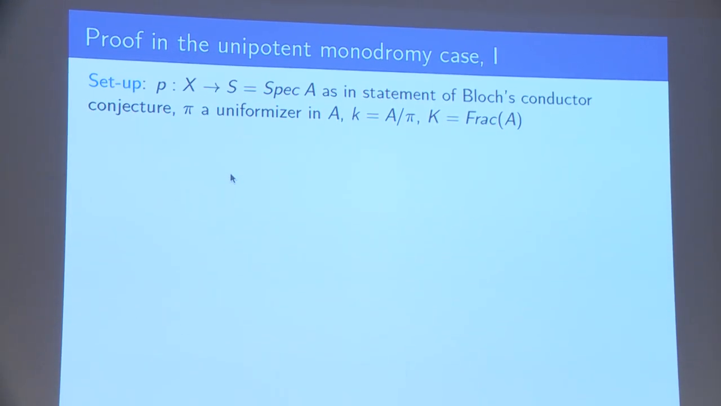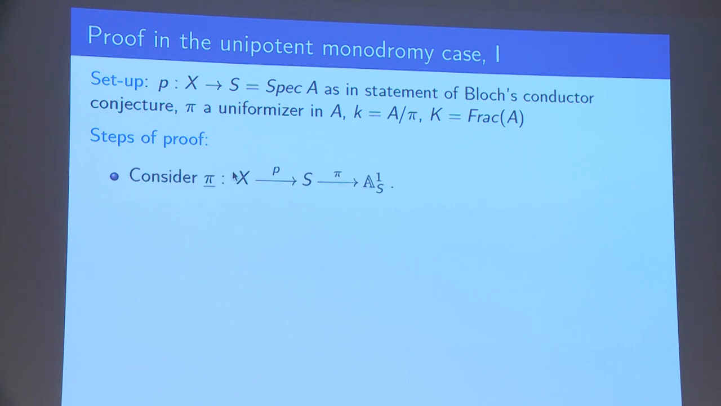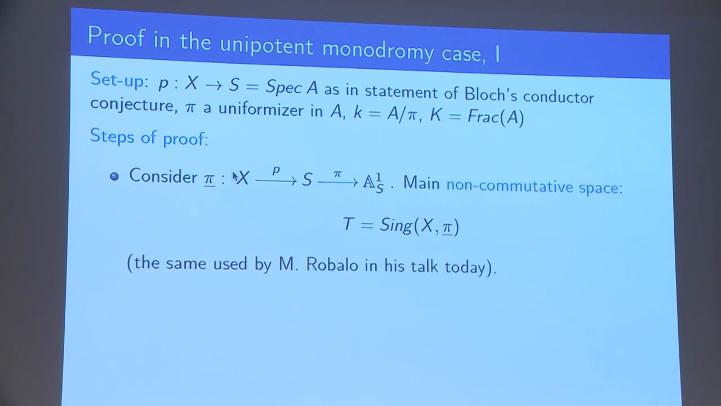So let me give a sketch of the proof. Again, the setup is the one of the theorem. P is the map, little k is the residue field, and big K is the fraction field. The first thing we do is use non-commutative geometry. We compose, as Marco also explained in the other theorem, the map P with a uniformizer, and we get a Landau-Ginzburg model given by X over S and the composition, which is a map to A1 over S, and we take the singularity category of this Landau-Ginzburg model. This is our non-commutative space.